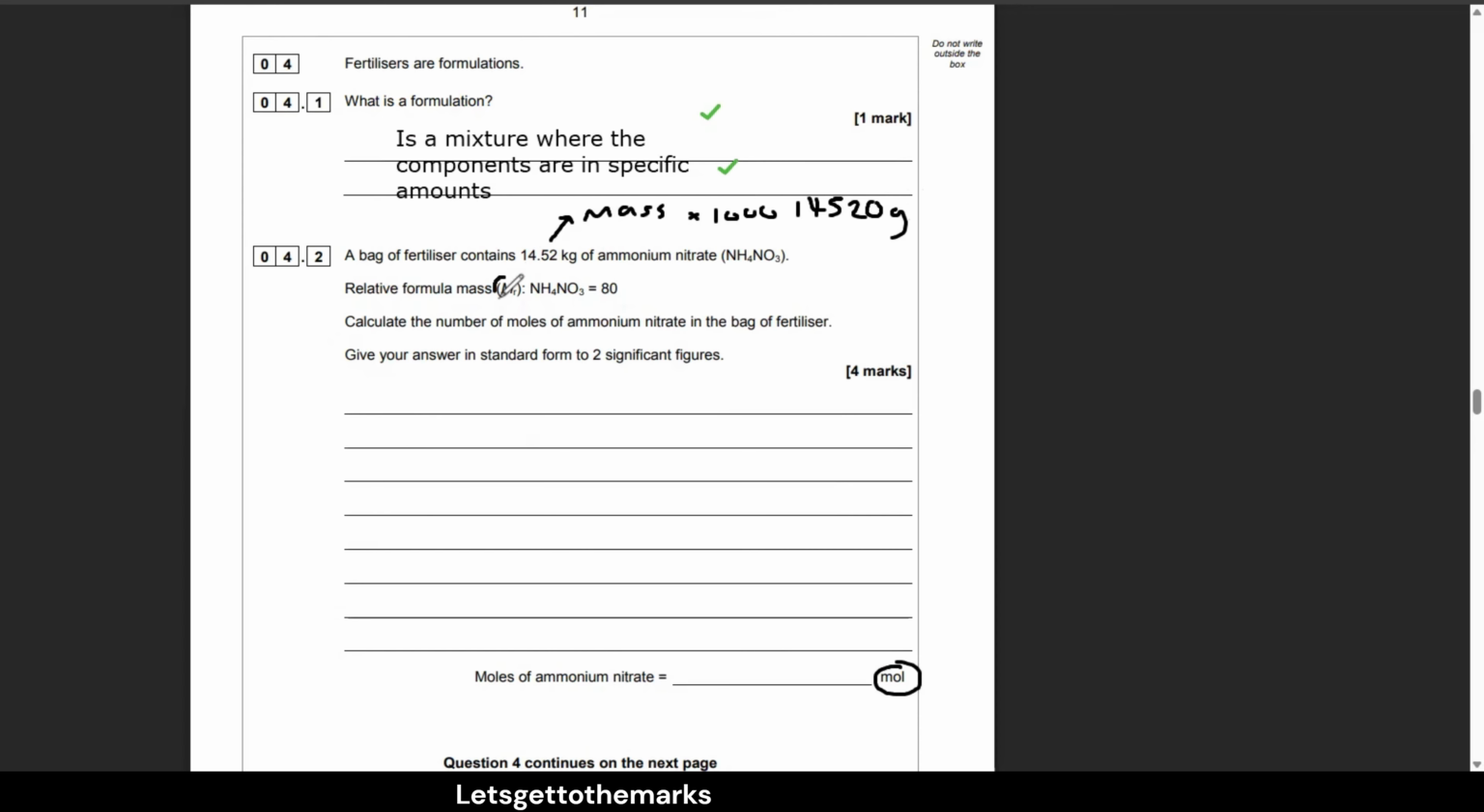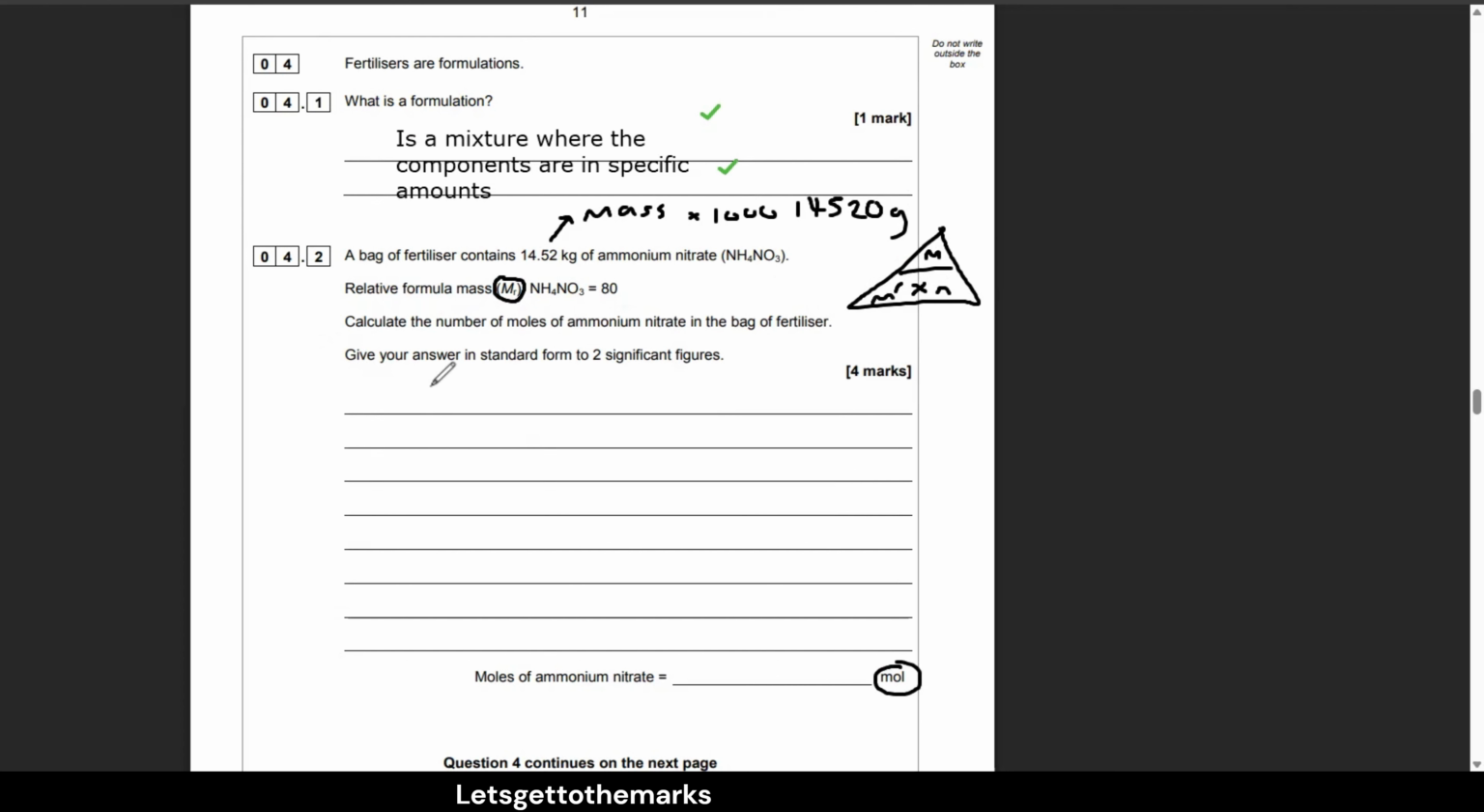Now, the fact that we've got mass should get your brain ticking if you're a chemist. And then look, these give us Mr. That means we are going to be using the equation moles equals mass over Mr. You need to know that off by heart. If you don't know it, get it on a revision card. It's the most important equation in chemistry. So you're going to do mass over Mr. We know the Mr is 80.